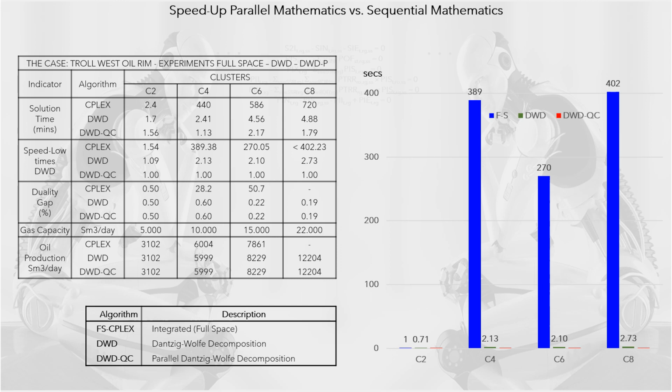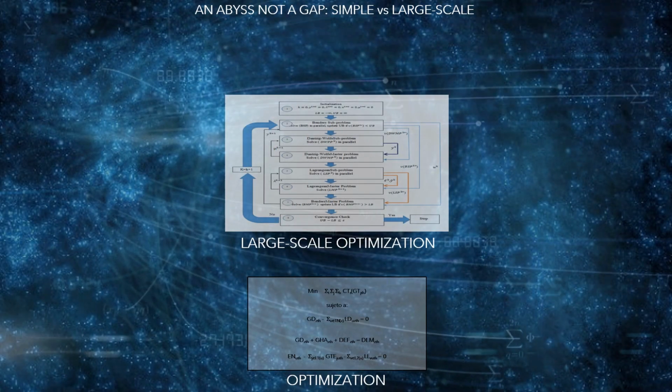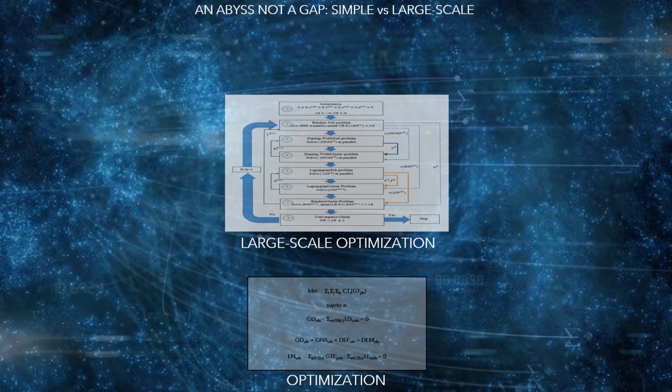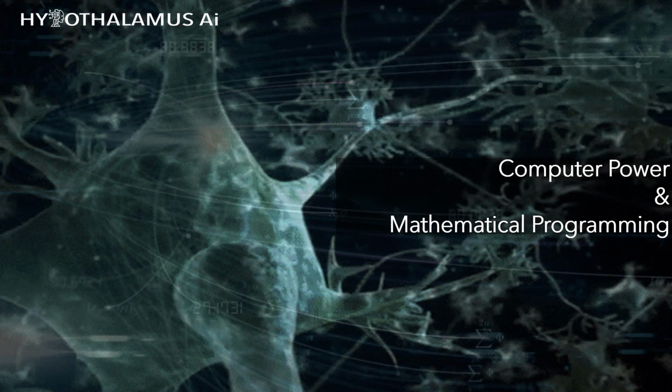The image indicates that a complex optimization problem, which can be solved in a unit of time, say an hour, using simple sequential methodologies, could take 400 hours, 16.66 days. If the appropriate technologies are not available, an unsuspecting professional would conclude that the problem cannot be solved in a reasonable time. Again, the difference that the domain of large-scale optimization creates with respect to sequential optimization is a chasm, not a gap. Computer power and mathematical programming.